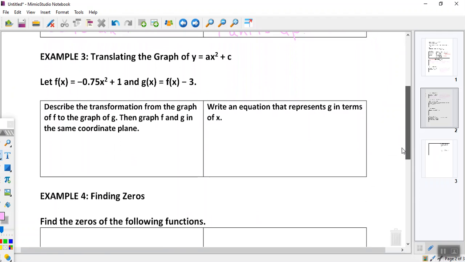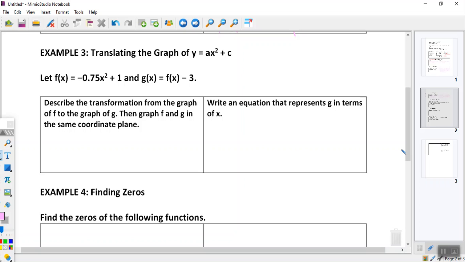Okay, let's talk example 3. This is kind of an important one right here. I like this one. Okay. Translating the graph of y equals ax squared plus c. First of all, it says let f of x be what function, kids? Negative 0.75x squared plus 1. And then g of x is that original f of x function minus how much here? 3. Okay, it says describe the transformation from the graph of the f to the graph of g.